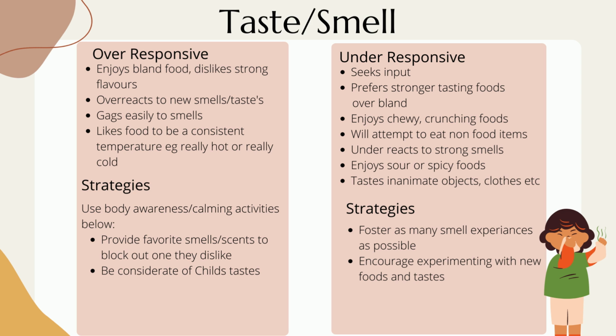Strategies for this include fostering as many smell and taste experiences as possible and encouraging experimentation within their diet. For example, you may think that my child may not like this kind of food, but it's always important to give them those experiences when possible and allow them to try it and see for themselves if they like it or if they don't. And if they do, there's another thing you can add into their diet, which I know can be a battle for parents at times.